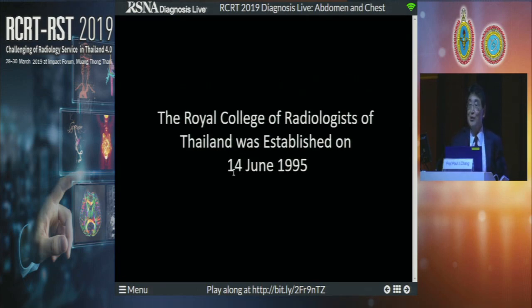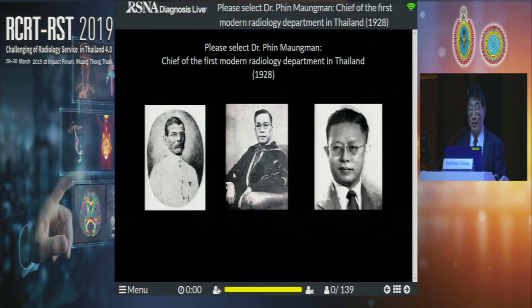Now you know. There's a second kind of question, where we're going to show you an image on your mobile device with an abnormality or something. You can double tap or drag, depending on your mobile device, on the image to where you think the abnormality is, and then submit. So let's practice that. I have a question here. Please select this gentleman. He was the chief of the first modern radiology department in Thailand in 1928. Who was he? Which of these three people? So select, double click, and submit.